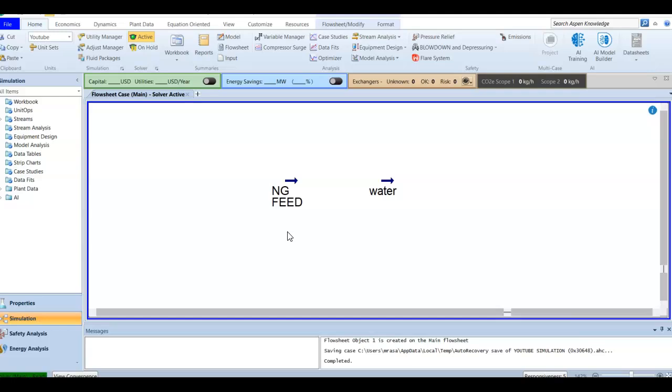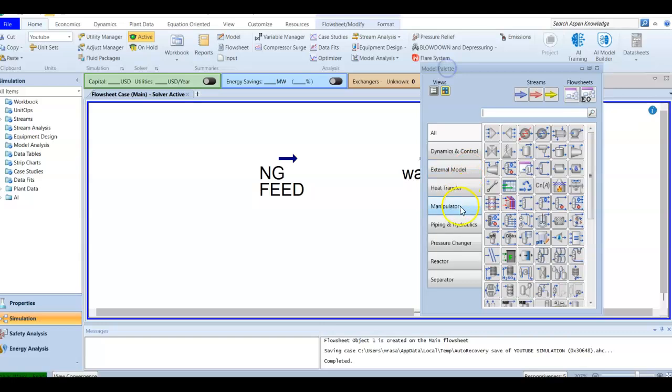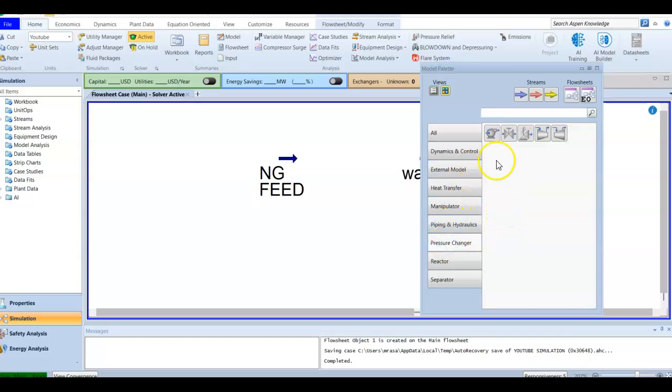Before, I've talked a lot about doing a stream analysis, especially the phase envelope. The phase envelope is a relation between the pressure and temperature. This is the most common relation between pressure and temperature, and you know at a specific pressure and a specific temperature what will be the phase. The phase is important because if we are dealing with, let me open F4 and have our model palette, a liquid, we need to use a pump. If we are dealing with a gas, we need to deal with a compressor.